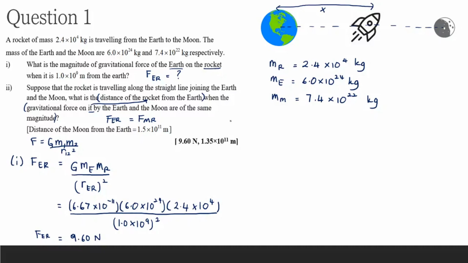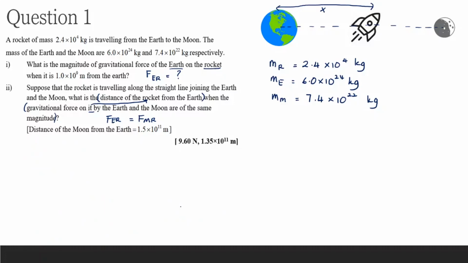So for number 2, actually we have another information that's given in the bracket. Distance of the moon from the Earth, which is this distance right here. Let's call it R, small r, 1.5 exponent 11 meters. Okay, what about this distance? They're not given, it's not given to us, but we can figure it out later in our calculation.